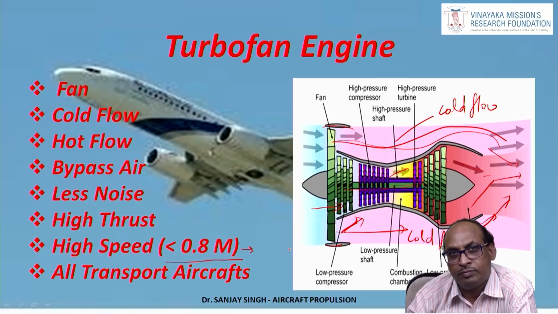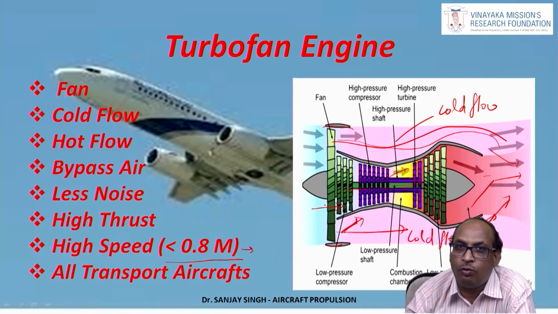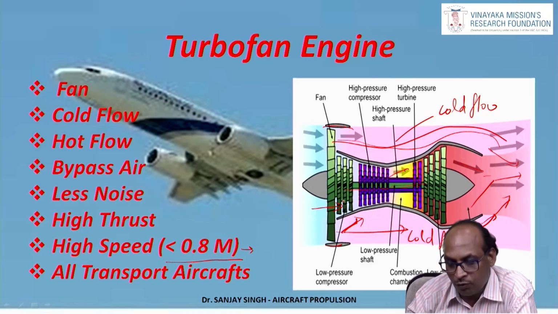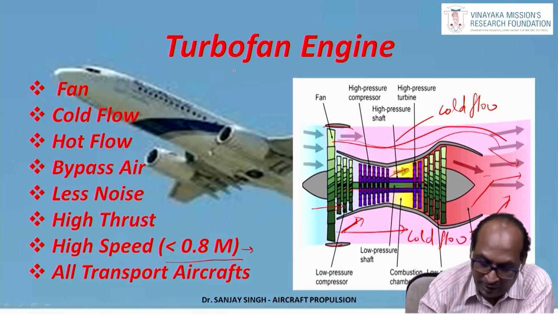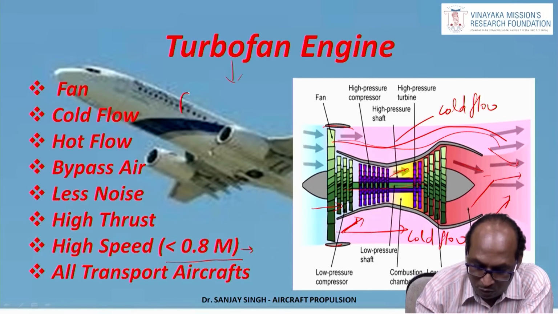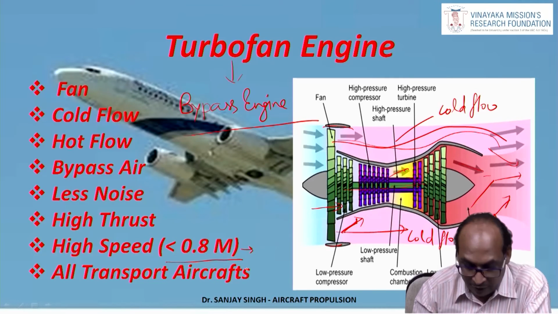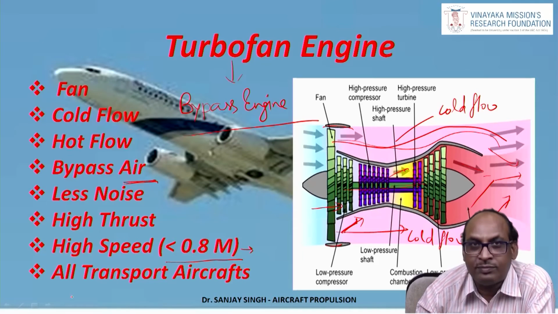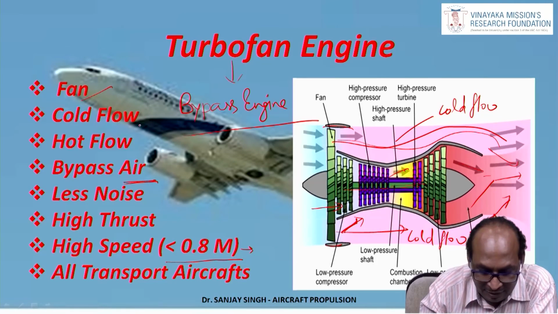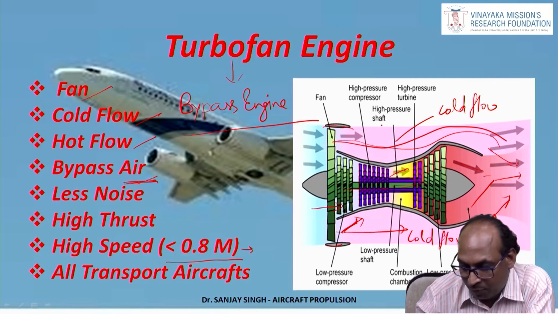The only thing is, the fan is making the airflow get divided into two flows. One is called cold flow and one is called hot flow. Hot flow enters the engine, whereas cold flow does not enter the engine. So that's why this turbofan engine is also given a name, which is bypass engine. It is bypassing the air. The fan separates the flow into cold flow and hot flow, and then it bypasses the air around the engine.